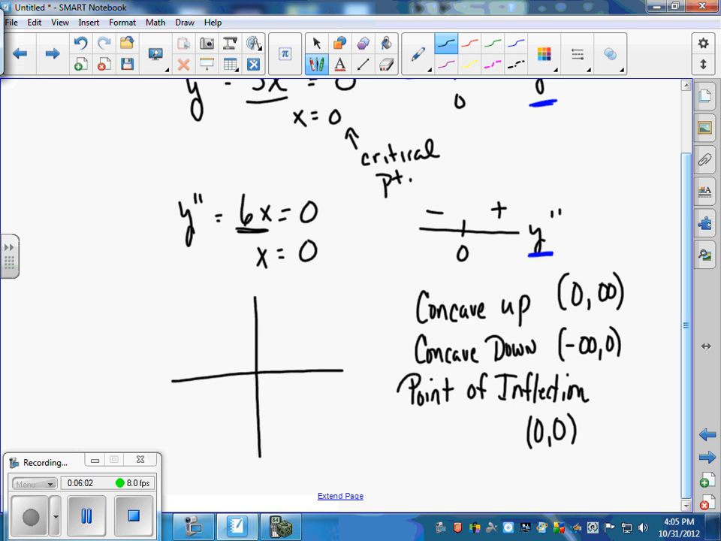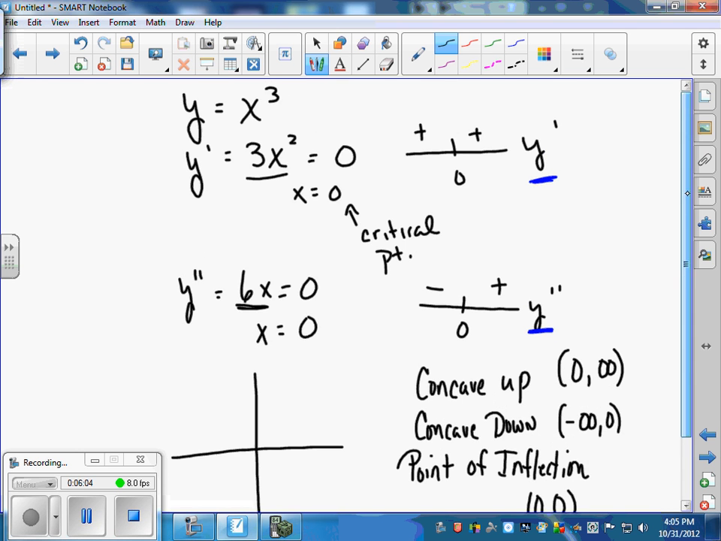If we go back, and I didn't write down all of our information from yesterday, but this was increasing from negative infinity to infinity. It was never decreasing, and if it's not switching from increasing to decreasing or vice versa, then you're not going to have any maxes or mins. So this thing is always increasing, but it changes concavity.